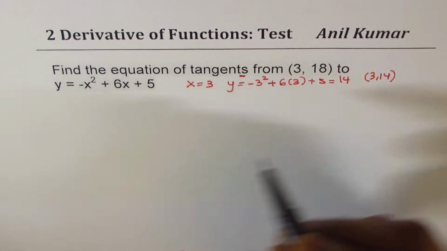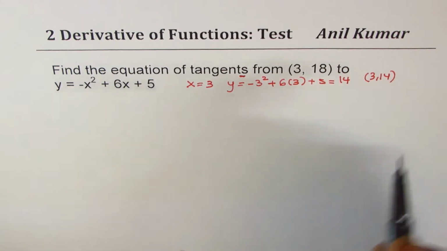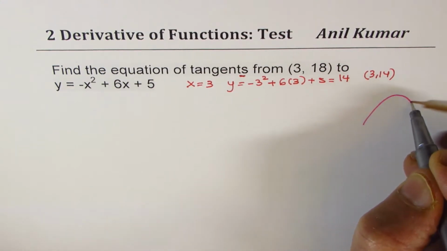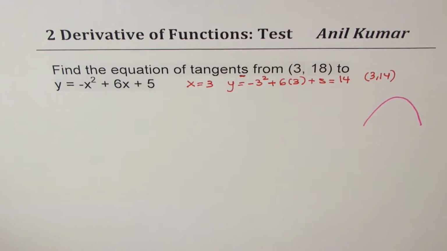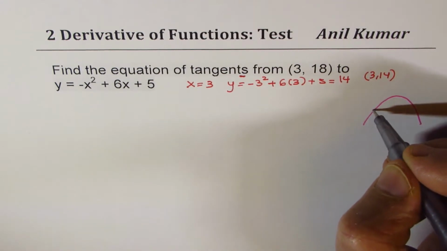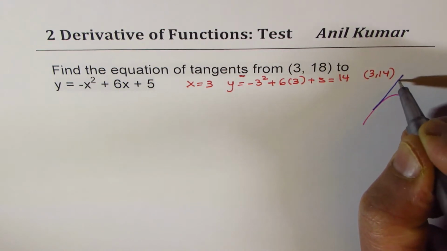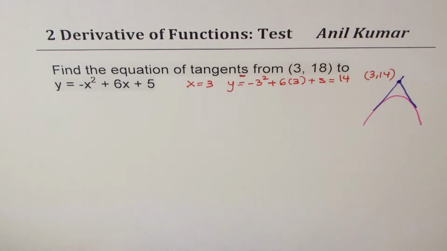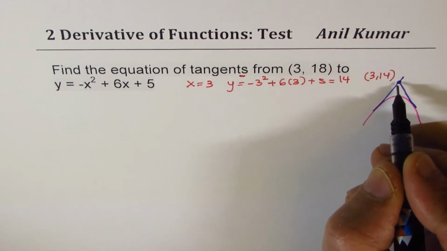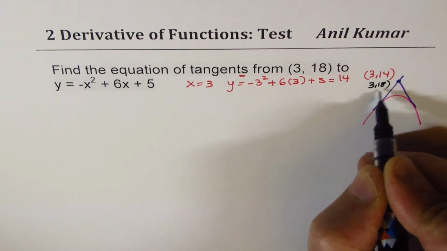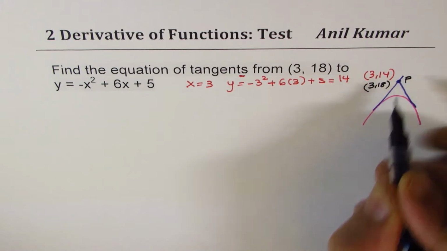So what I'm trying to say here is that this parabola, which opens downwards, can be treated like this. And we have a point which is outside the curve of the parabola, from where we can actually draw two tangents. So we could draw a tangent like this, let's say, and a tangent like this. And this point here is given to us as (3, 18), right? So this point (3, 18) is right there. Let's call this point P.